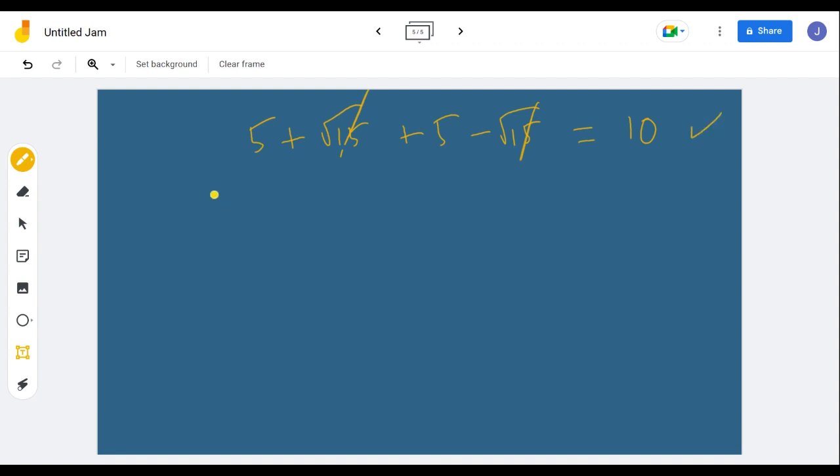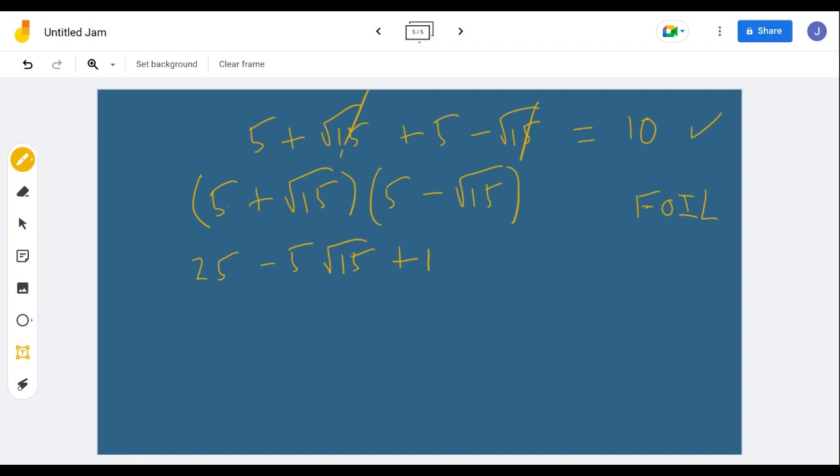So that checks out. If we multiply them, do we get 10? Well, let's see. This is going to be 25. We're going to use FOIL again. The first, 5 times 5. The outside is 5 times negative the square root of 15. The inside is 5 times the square root of 15. And the last is the square root of 15 times the square root of 15. But if you will recall from our previous discussion, that has to be 15.